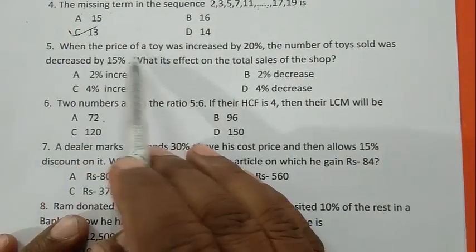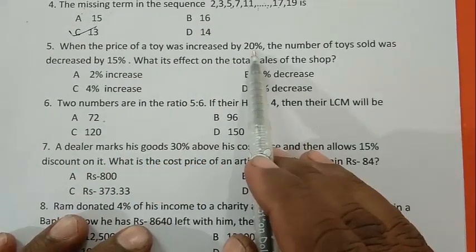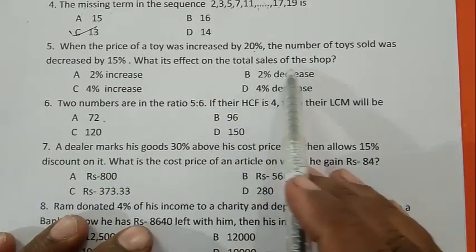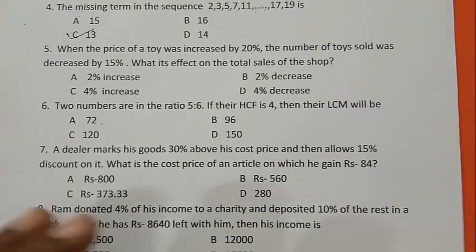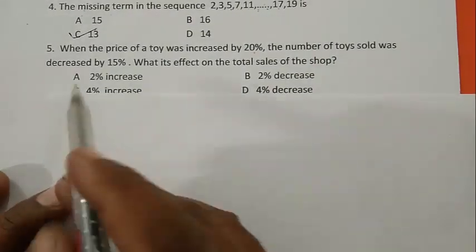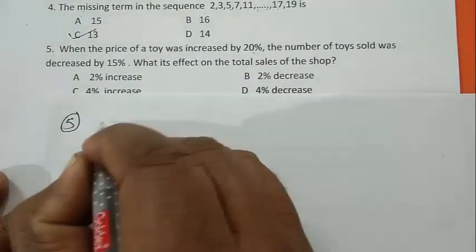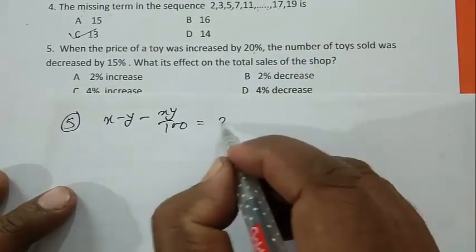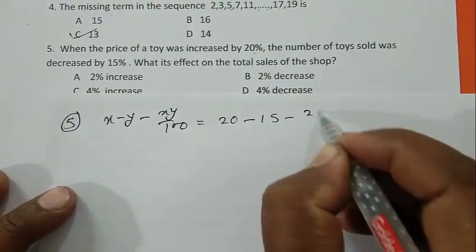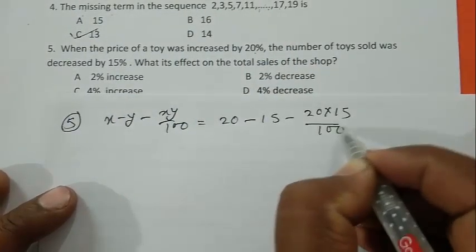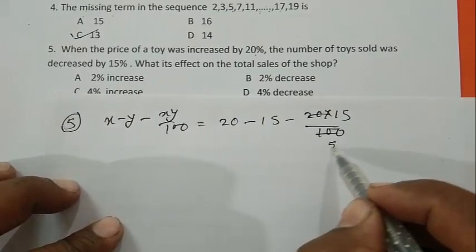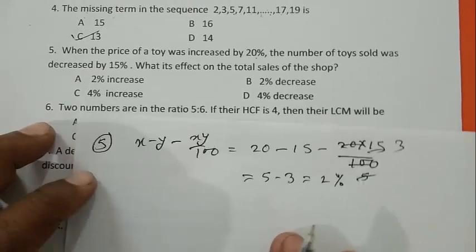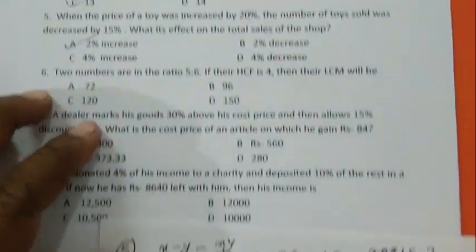Question number 5. When the price of a toy was increased by 20%, the number of toys sold was decreased by 15%. What is the effect on the total sale of the shop? We simply calculate it from the formula: x minus y minus xy by 100, here x is 20 minus 15 minus 20 into 15 by 100, that is 3. So 5 minus 3, that is 2%. So 2% increase. A is the correct answer.